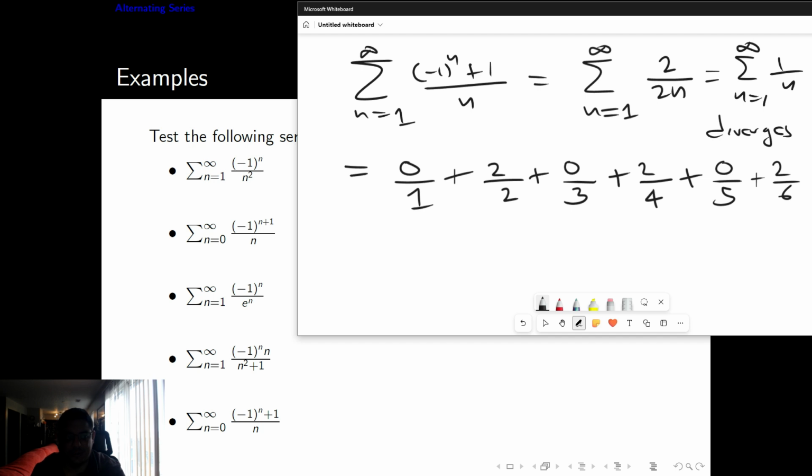Notice that the way that I'm writing this is going to jump only between this and this and this. And it doesn't make sense to do it otherwise, because all the other terms are just 0. So this series here is just a rearrangement of this series here.